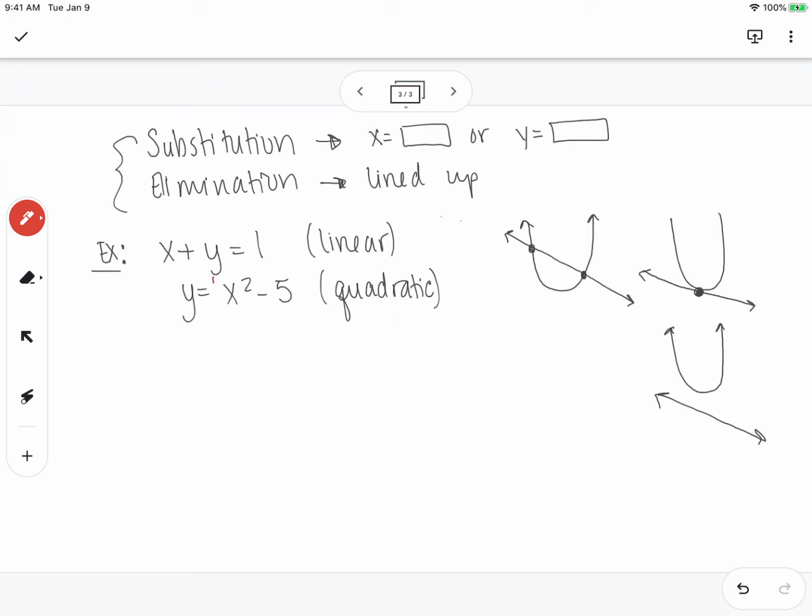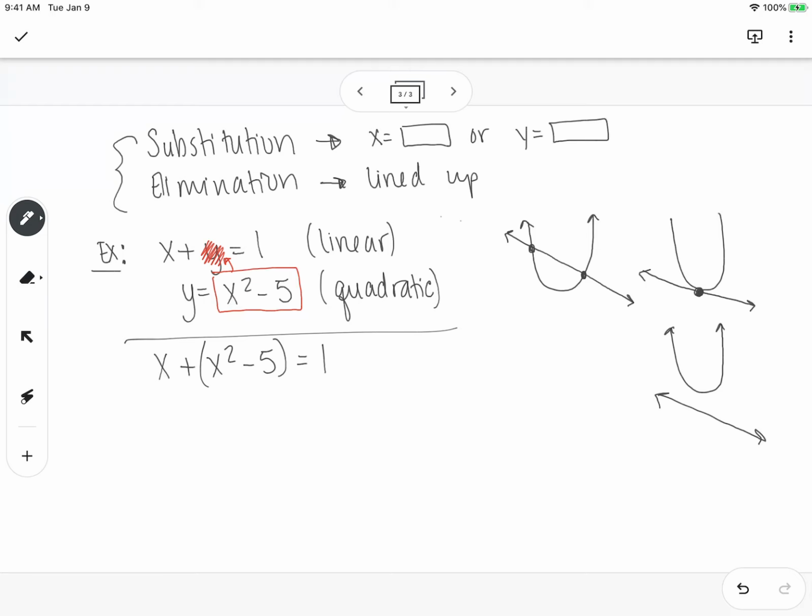The answer to that question is yes. So I have y equals x squared minus 5, so I'm going to use substitution. I'm going to take that box and plug it in for that y using substitution. So my equation is going to be x plus x squared minus 5 equals 1.